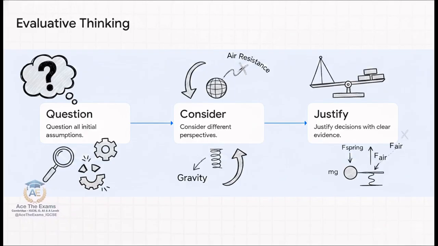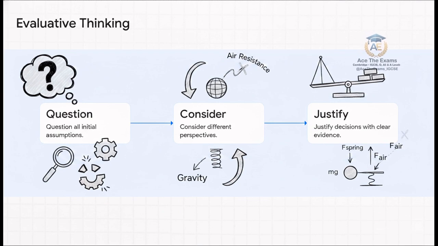Top-scoring candidates demonstrate advanced evaluative thinking by consistently questioning assumptions, considering alternative perspectives, and meticulously justifying every single decision with physical evidence. Let me give you a concrete example. When applying F equals ma to a mass falling and stretching a spring, an average student assumes the only forces involved are gravity pulling down and the spring tension pulling up. A top-tier candidate, however, questions that assumption.